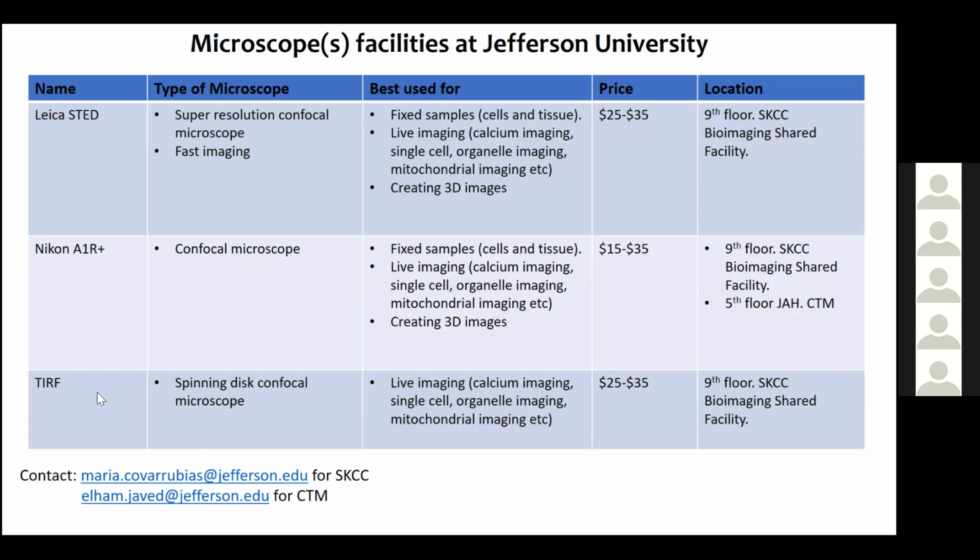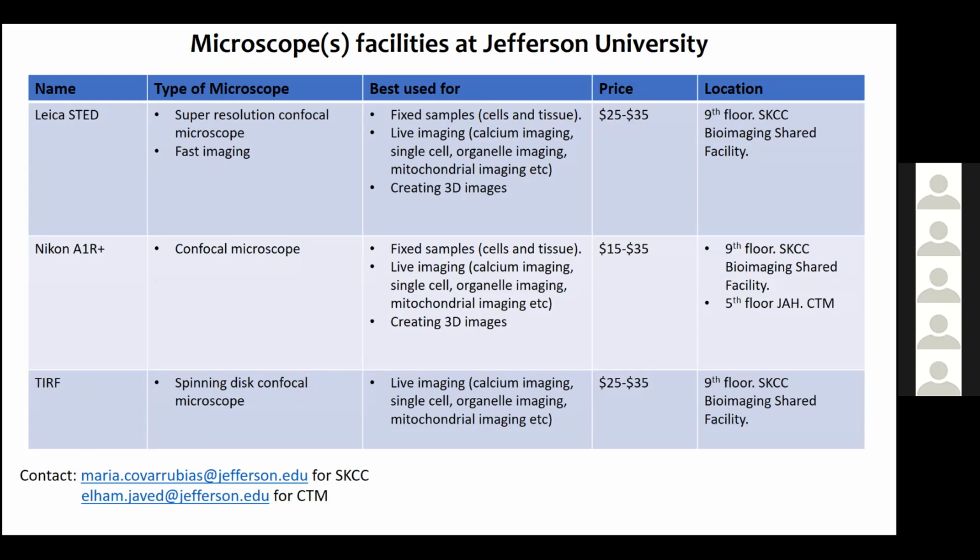So the TIRF, the difference between that versus these two is that it's a spinning disk, which means that the speed at which it takes images is going to be a lot faster than the Nikon A1R. And again, I can't say for Leica, but it basically has a spinning disk.